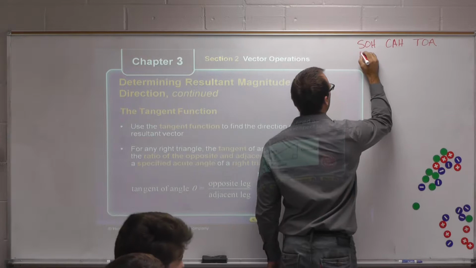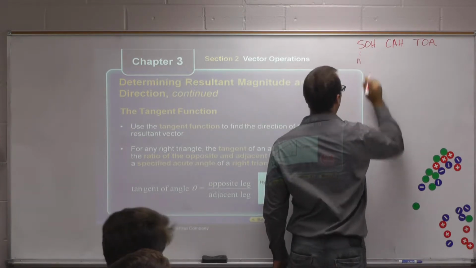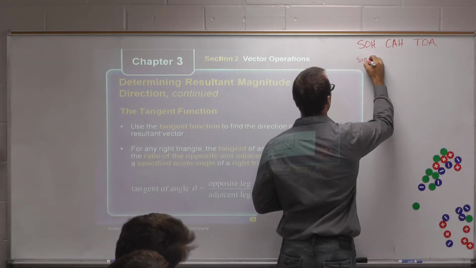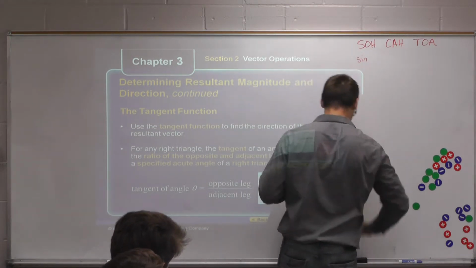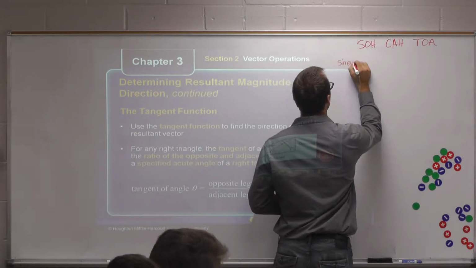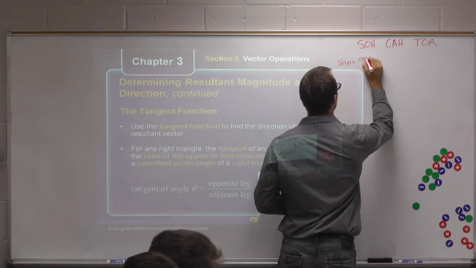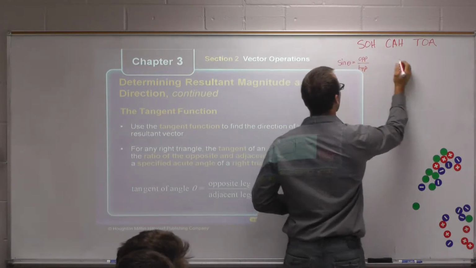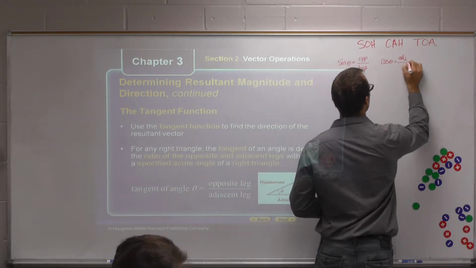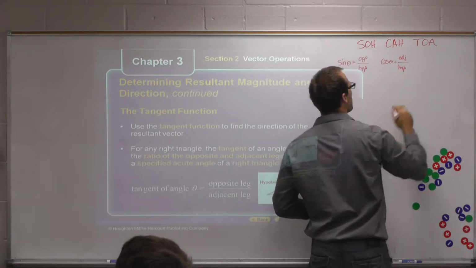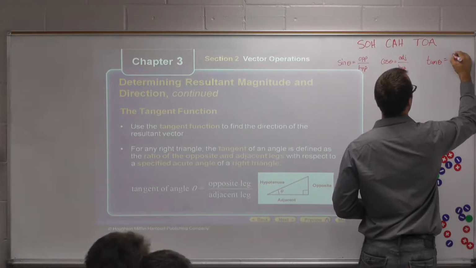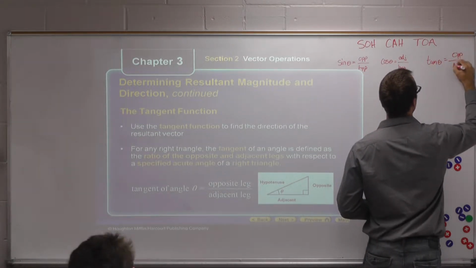All right, so sine. Sine of theta is opposite over hypotenuse. Cosine of theta is adjacent over hypotenuse. And tangent of theta is opposite over adjacent.